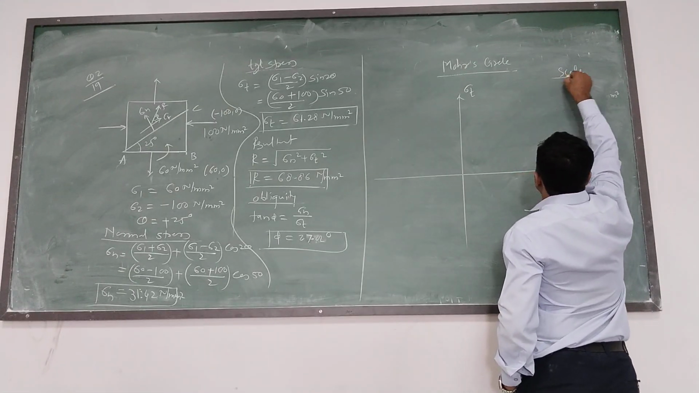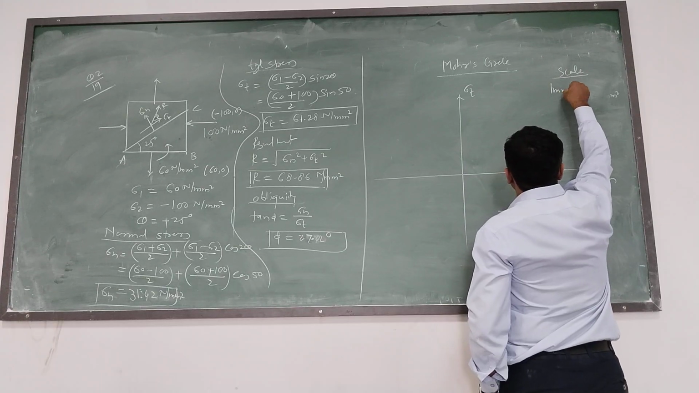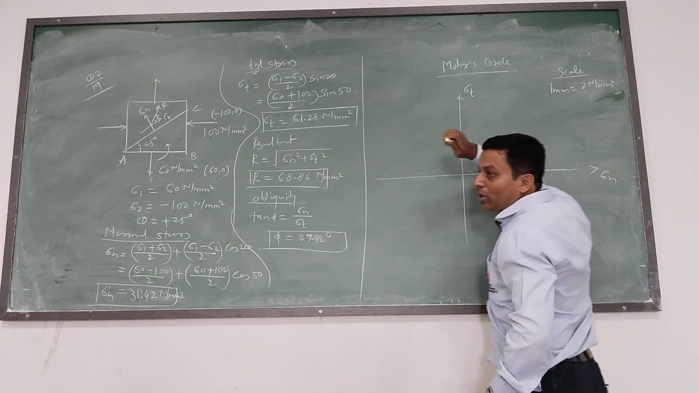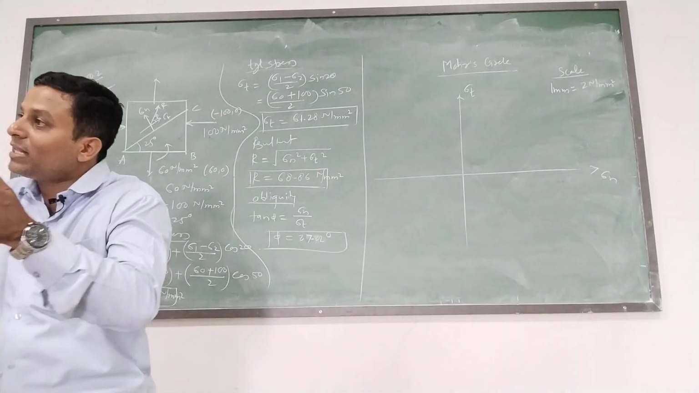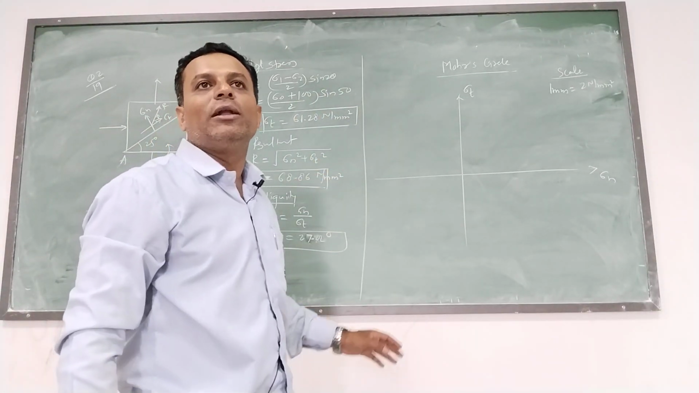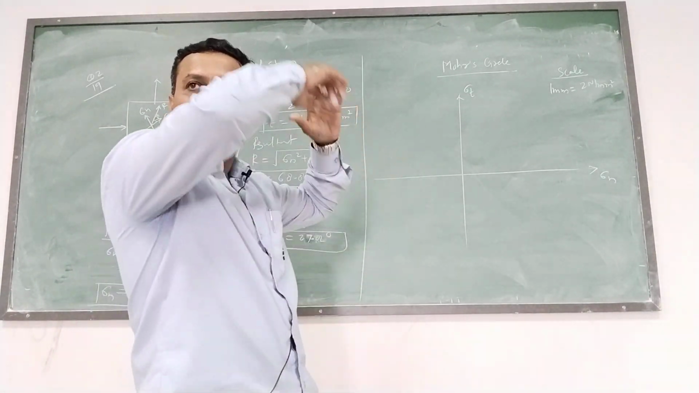Scale: 1 mm is equal to 2 Newton per mm square. You will ask why 2 was taken; earlier the circle became very small, but now it will be big, because 1 point will be on the right side and 1 point will be on the left side. So the circle will be very big.